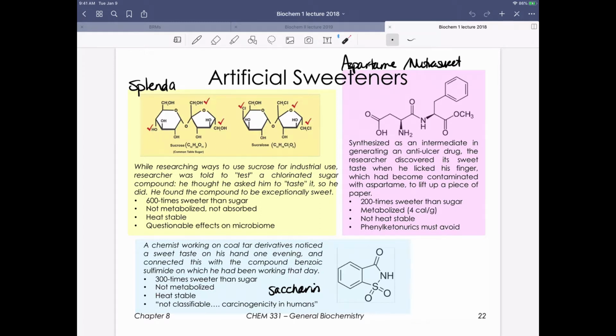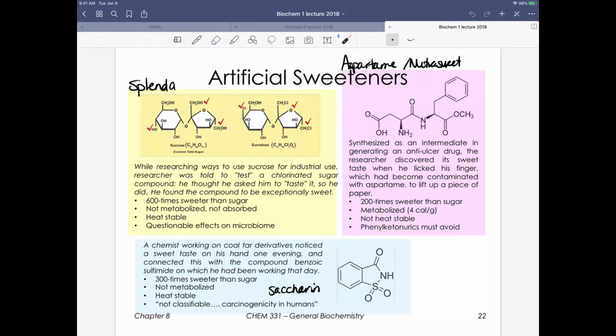This substance is not metabolized, also heat stable, but it's really not something that a lot of people choose to consume because it's potentially carcinogenic in humans. And some people find saccharin to have a pretty bitter taste. So those receptors on their tongue for bitter also trigger in addition to sweet. So these again are artificial sweeteners.